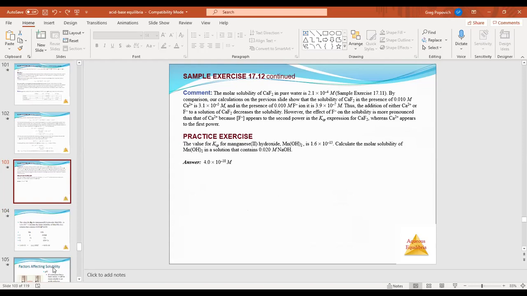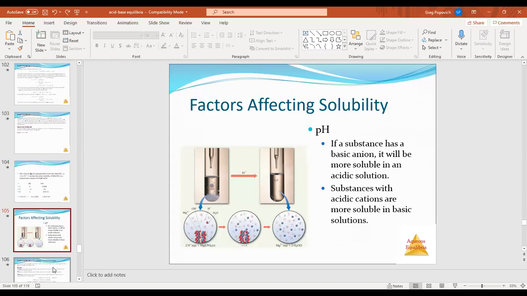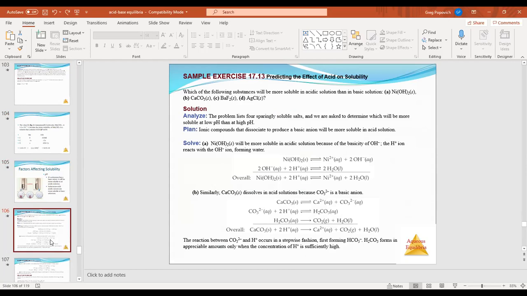Some of the things that affect solubility. One is pH by Le Chatelier. If I have a hydroxide compound, if I have a base that doesn't dissolve very well in water, if I add acid to it, by Le Chatelier, I eat up some of the hydroxide, and this is going to make my precipitate more soluble.